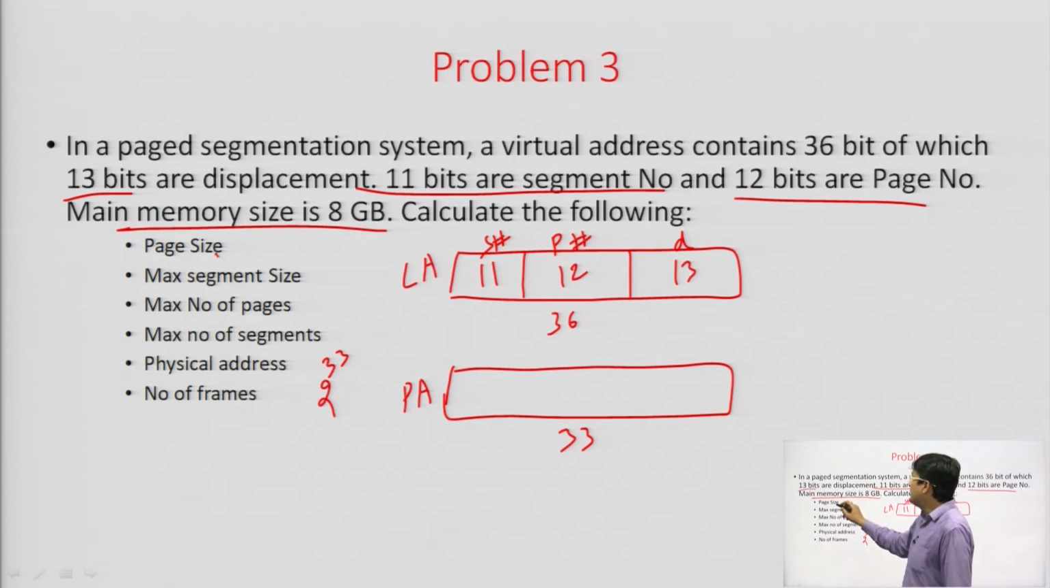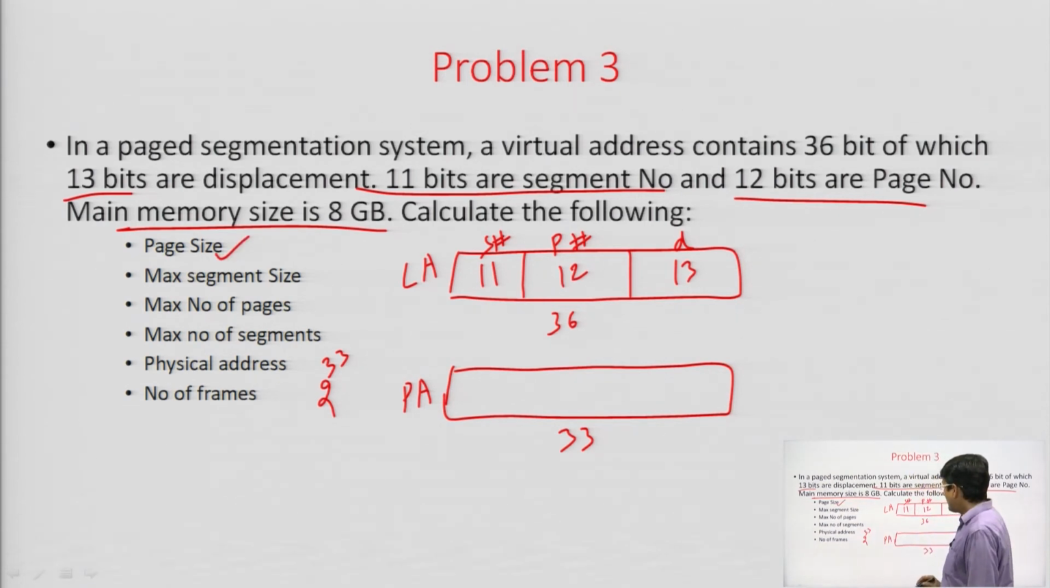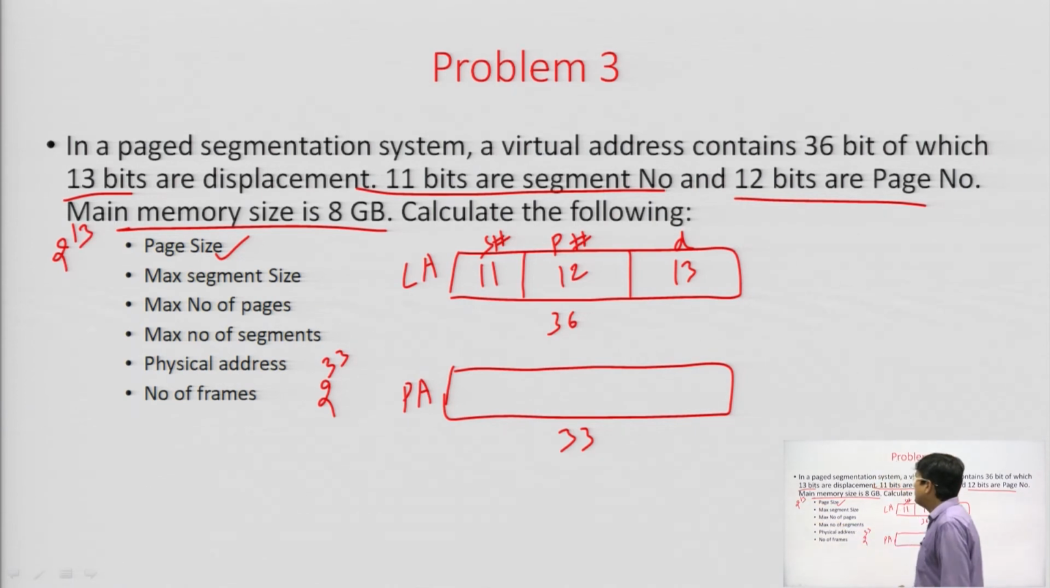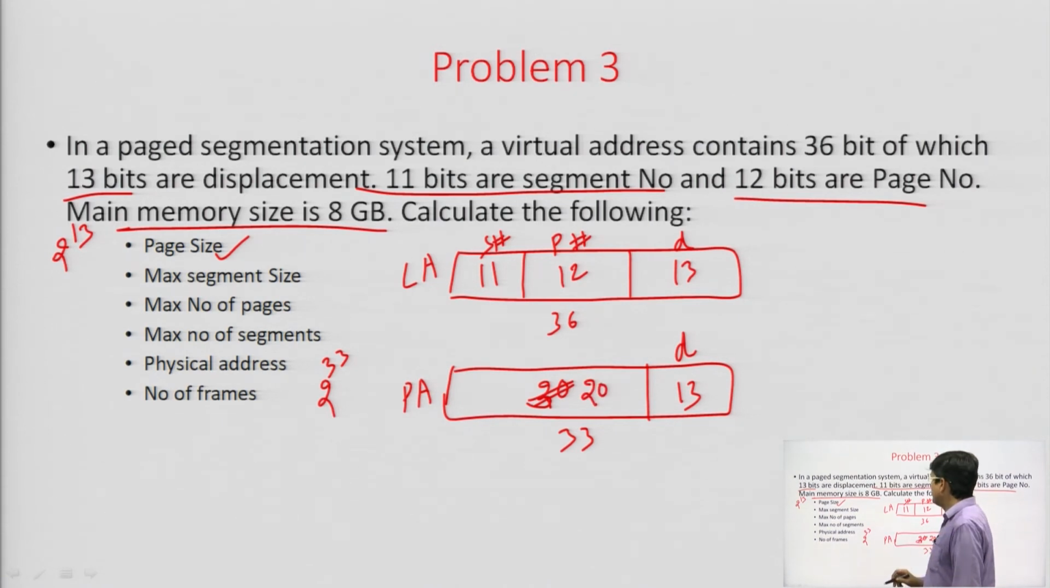Calculate the following: page number, page size. D is referring to the page size, so 2 raised to the power 13 is the page size. Since D is 13 here, D will be 13 in the physical address also. So the rest of the bits will be the frame number. I am sorry, 20 bits will be there in the frame number.